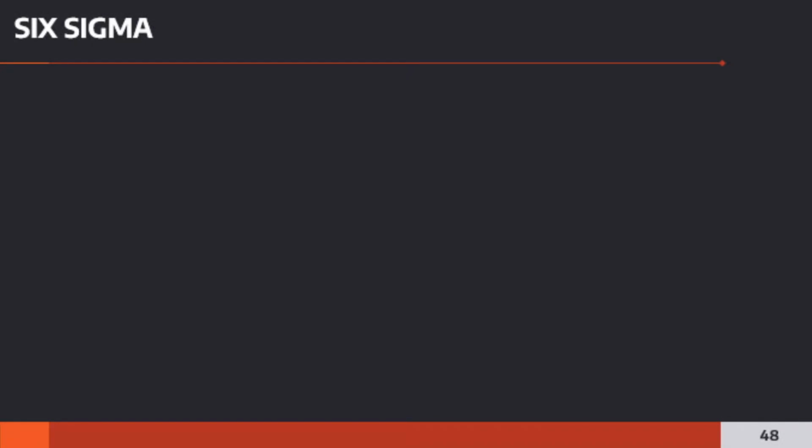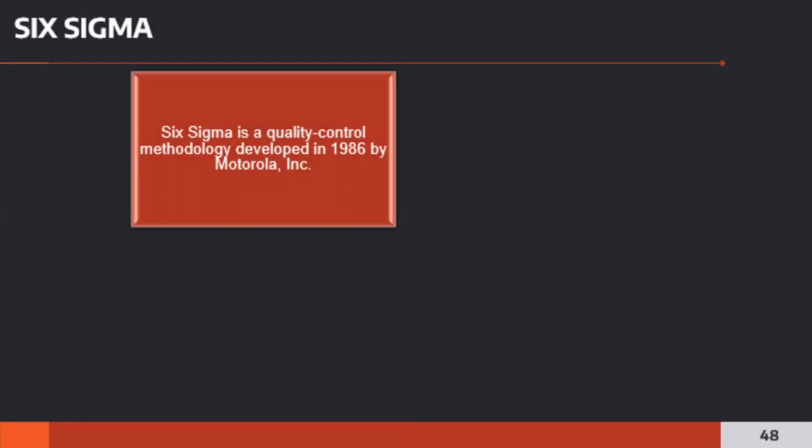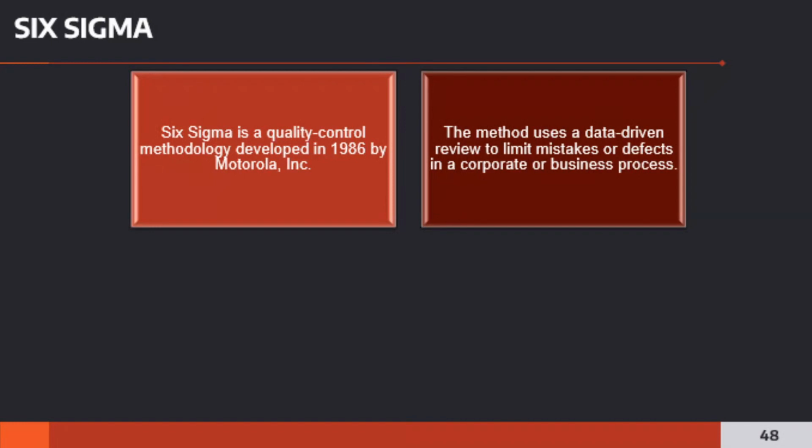Four things that we need to know about Six Sigma. Number 1, Six Sigma is a quality control methodology developed in 1986 by Motorola. Okay, it's a quality control. Second, Six Sigma is a method that uses data-driven review to limit mistakes or defects in a corporate or business process. Okay? So eliminate the mistakes or the defects.